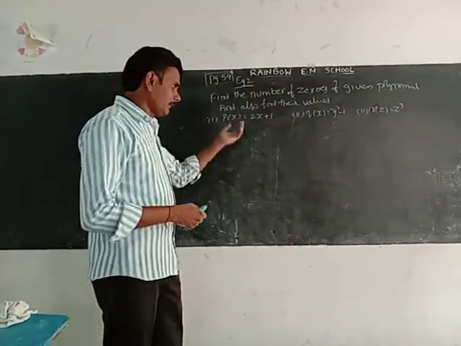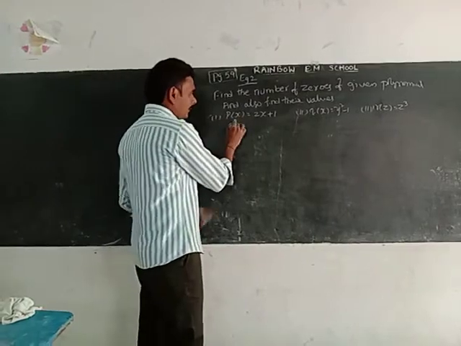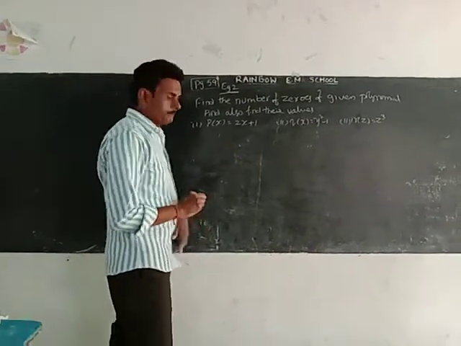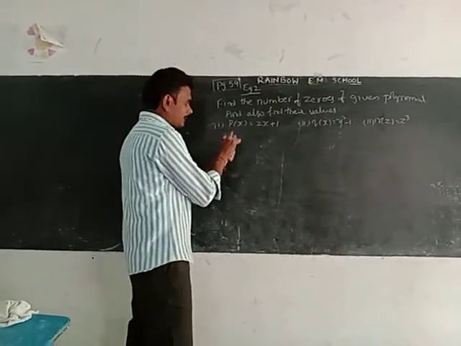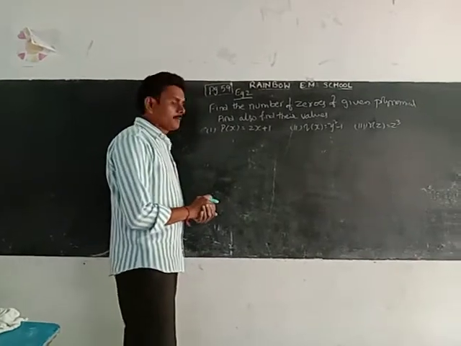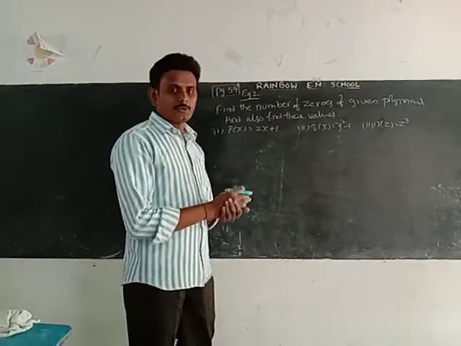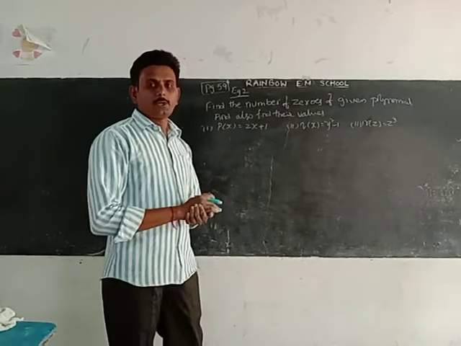How can we find them? Shall we see now? Okay, first question. P of x equals 2x plus 1 is given. To find the zeros of the polynomial, the value of the polynomial must be 0.